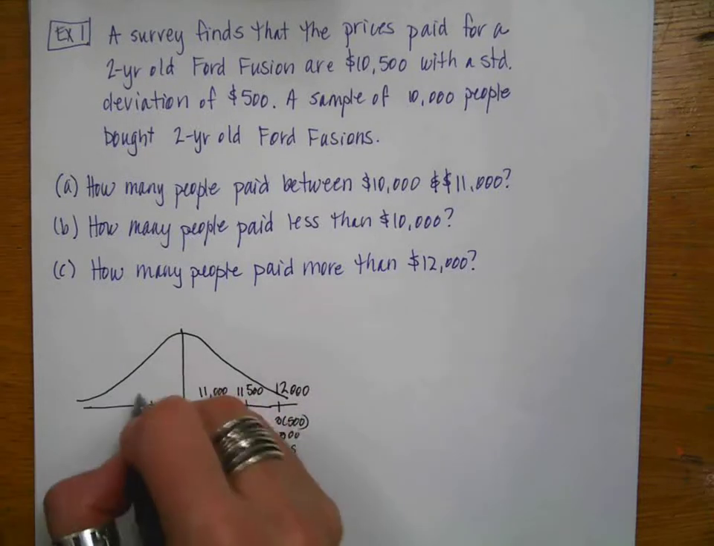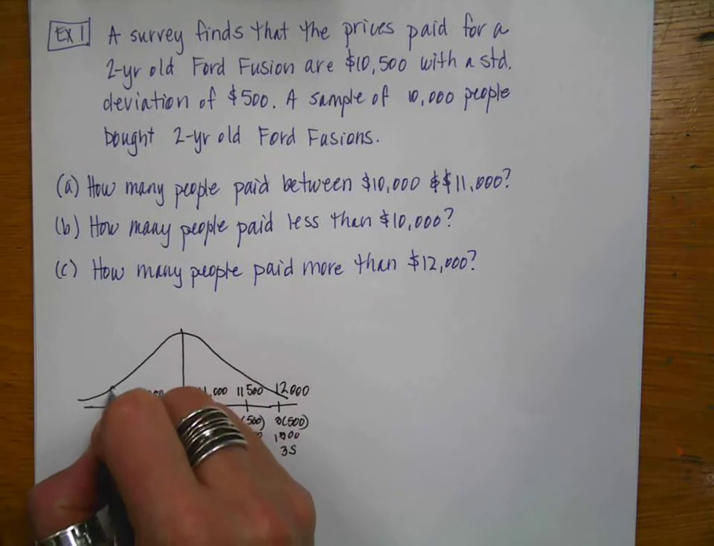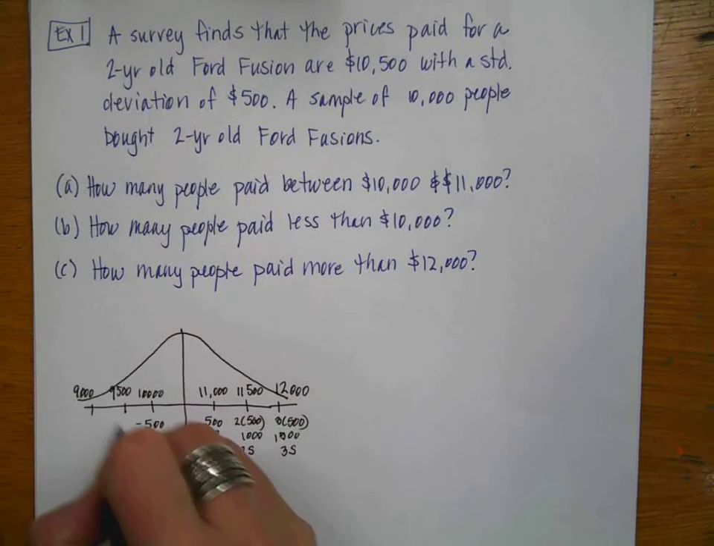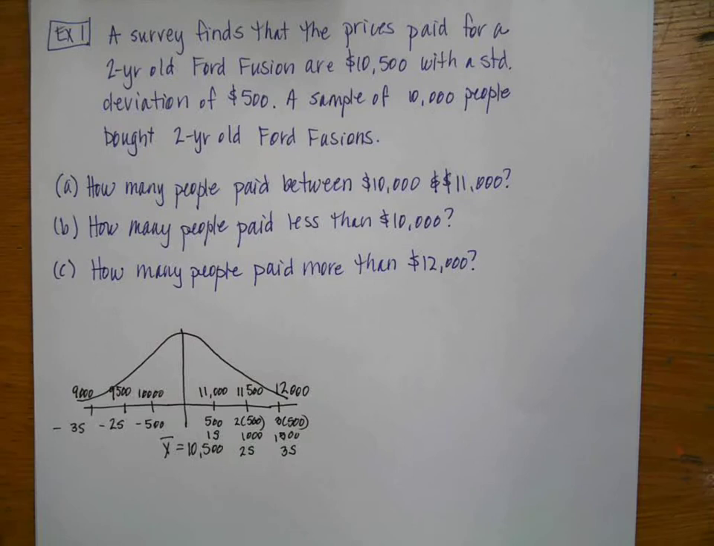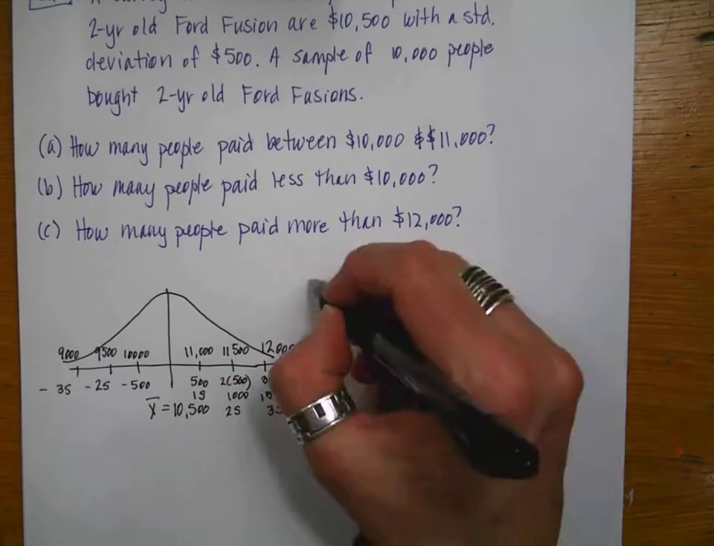Okay, and then I would do the same, subtracting 500. So this one's going to be at 10,000. This one's going to be at 9,500, and then this one's going to be at 9,000. And this is two standard deviations and three standard deviations. So there's kind of our normal curve.